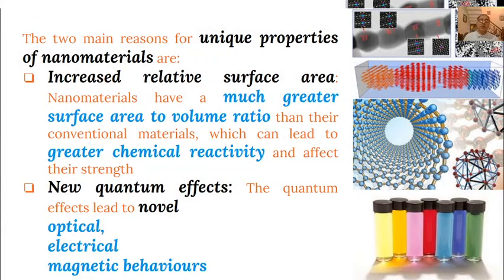The two main reasons for the unique properties of these nanomaterials: the most important one is the increased relative surface area of these materials. Nanomaterials have a much greater surface area to volume ratio than the conventional materials, and because of this greater surface to volume ratio, the chemical reactivity of these materials becomes very high, and that is why they have a greater strength as compared to the conventional materials.